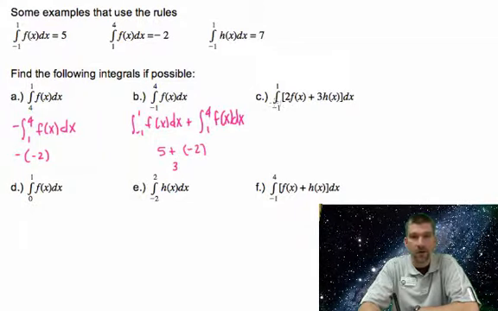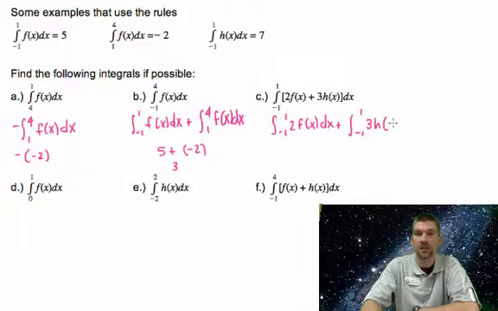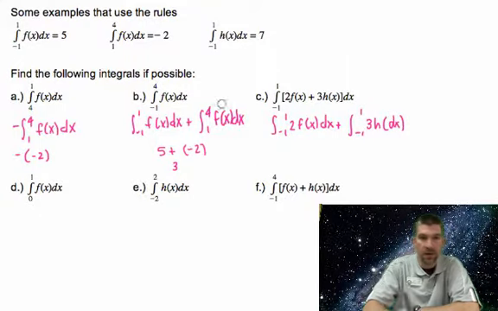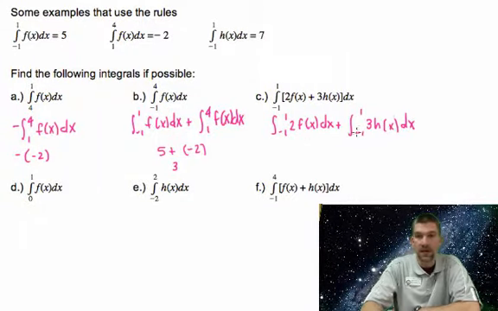What about this guy? Oh boy, what's going on here? We've got -1 to 1 of 2fx plus 3hx. So let's separate this out. We'll use our rules again. We're going to go from -1 to 1 of 2fx dx plus -1 to 1 of 3hx dx. Let me make that better here.